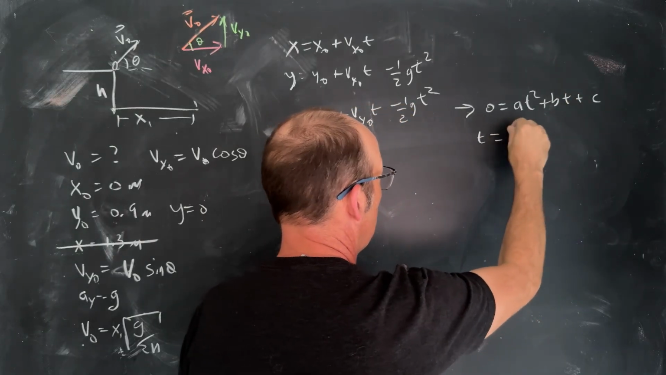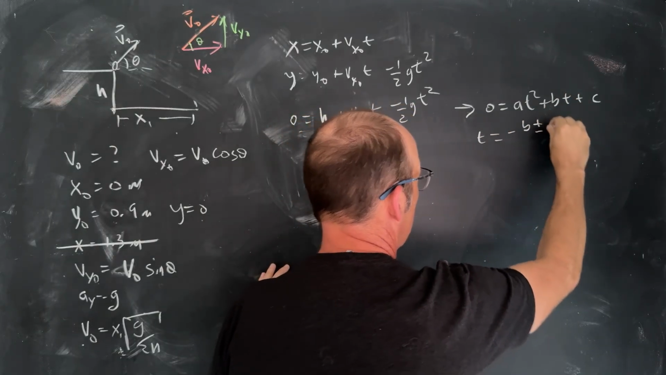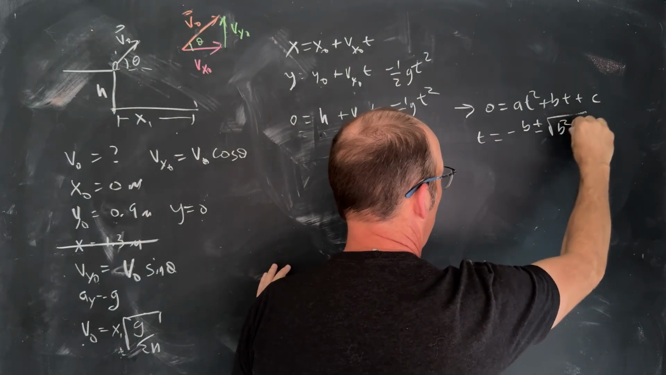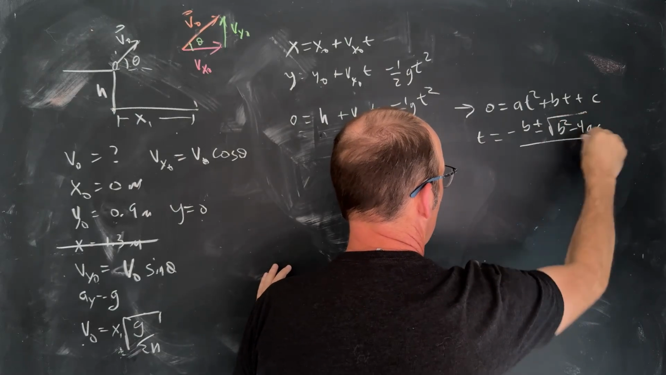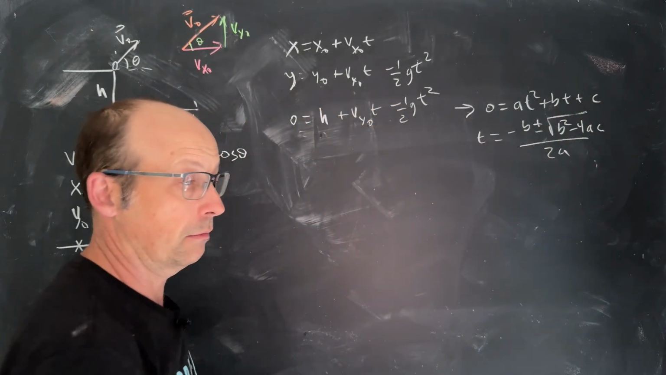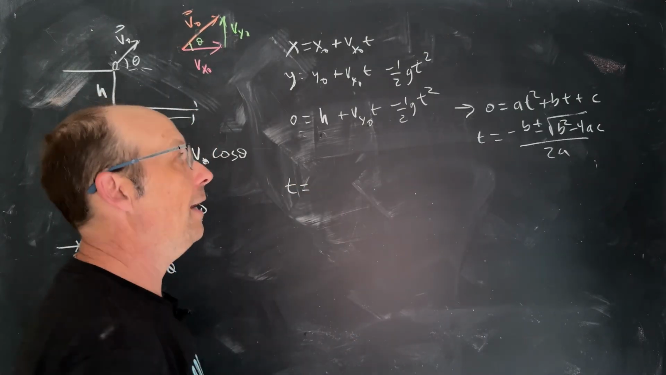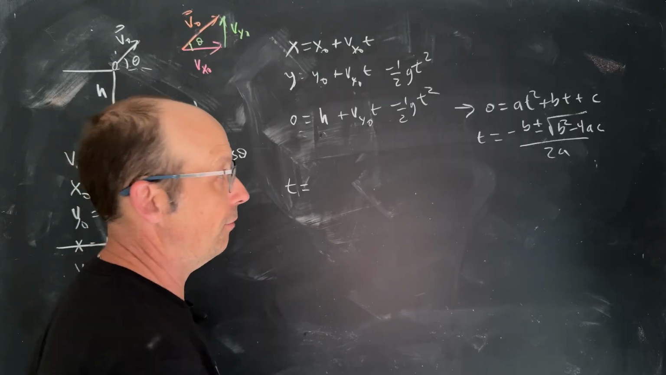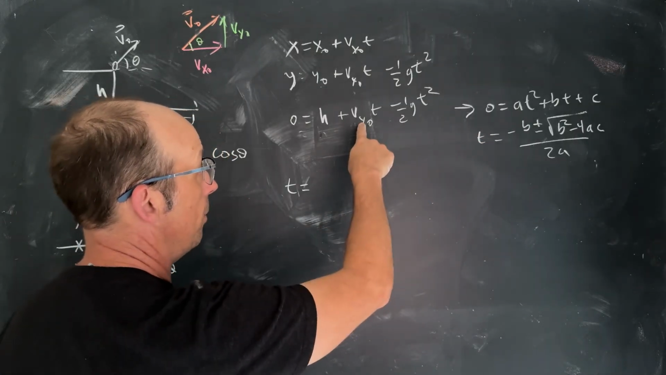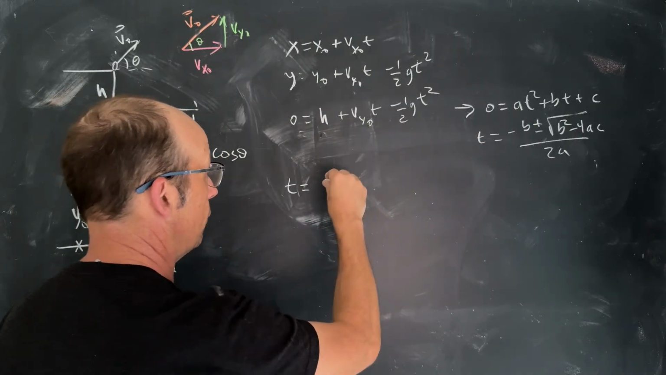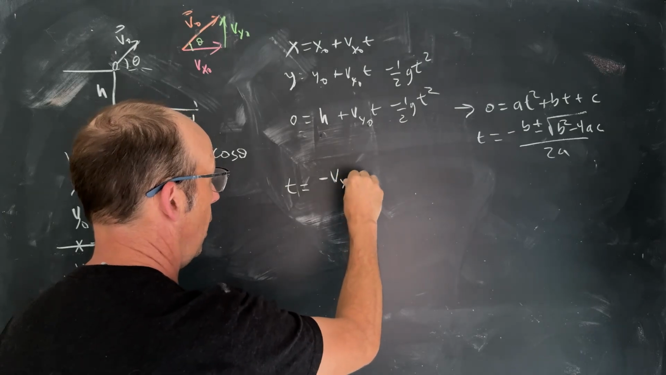Then t would be negative b plus or minus the square root of b squared minus 4ac over 2a. Remember that? Okay, so I'm going to write that as t. Now, I do get a plus or minus. I'll leave the plus or minus there for right now. So my b term is right here. So it's vy0. So it's negative vy0.